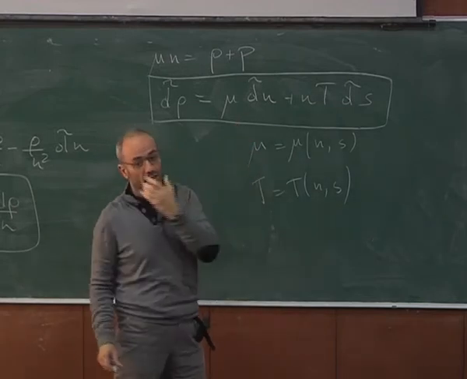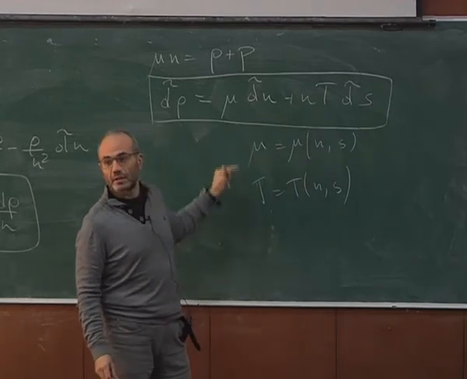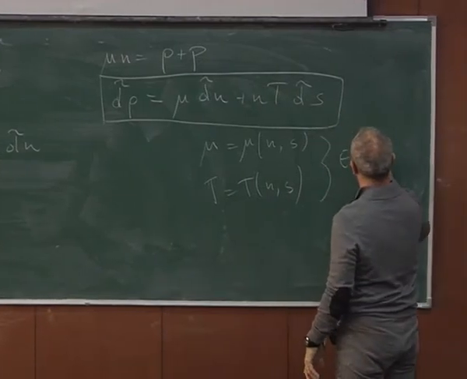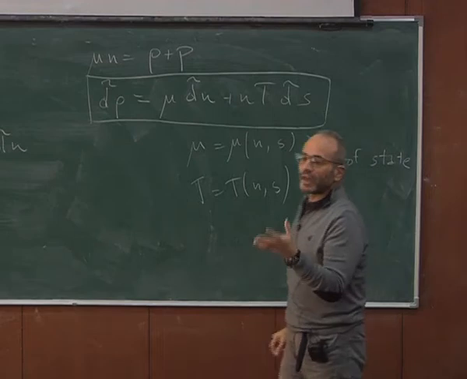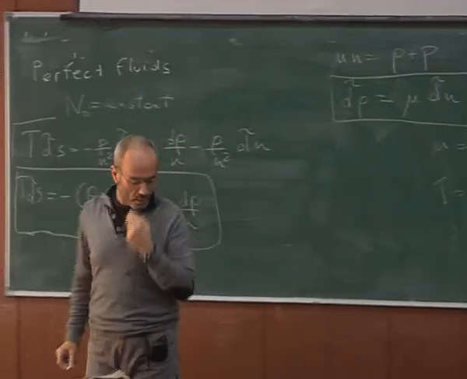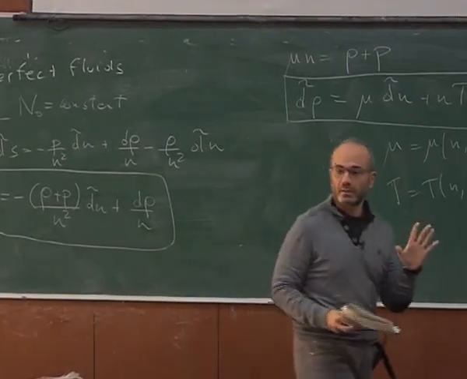Once I choose, say, for example, n and s, then I have to give two equations of state. So a perfect fluid is defined out of two equations of state. If I don't give two equations of state, my perfect fluid is not uniquely determined.